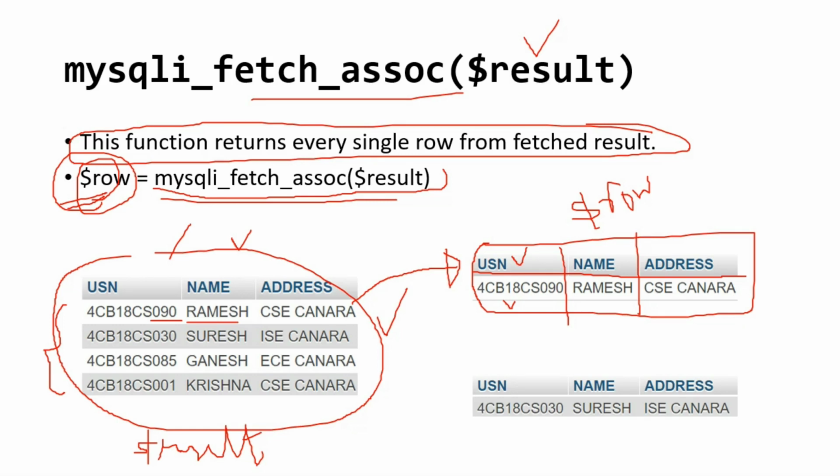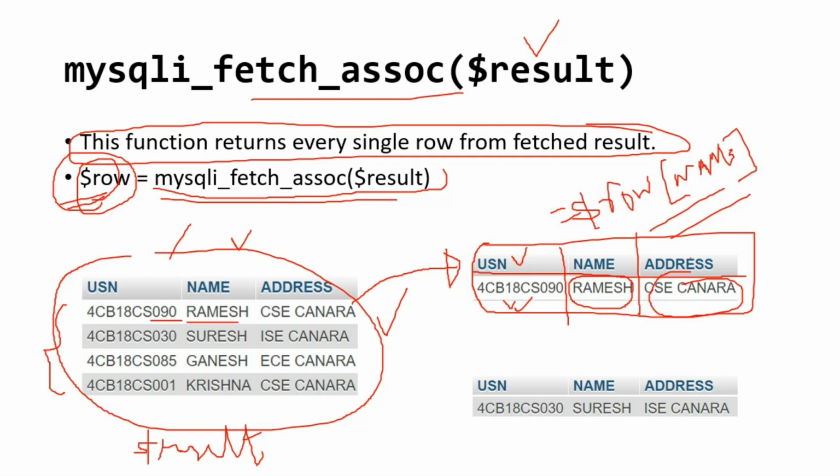That means whenever you use $row of USN, I will get the USN. Whenever you make use of $row of name, I can access the name, Ramesh. And $row of address means I access the address variable. This is how we fetch every individual value from every row. Using mysql_fetch_assoc, we fetch every row individually, and using the key and value pairs, I can fetch every value in every column of the row one by one.